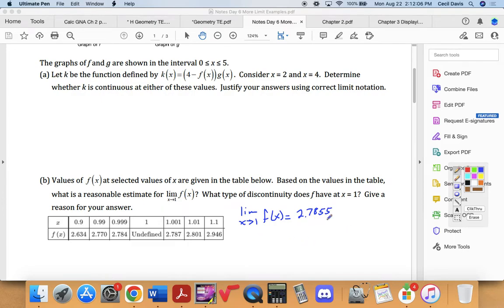So if that really is true, what kind of discontinuity do we have here? The limit from the left and the limit from the right are the same. So the limit exists, both from the left and the right, but the function doesn't exist at that point. What kind of a discontinuity is that then? Yeah, this is a removable discontinuity.